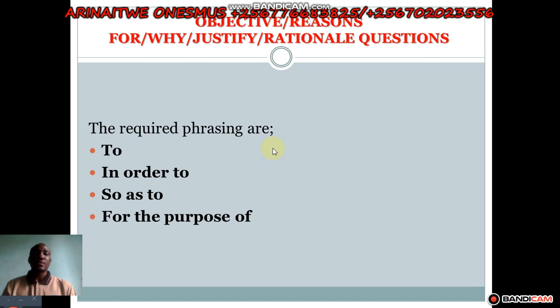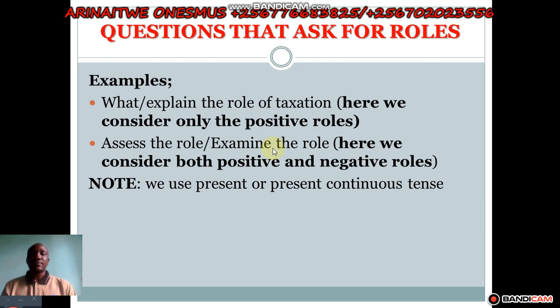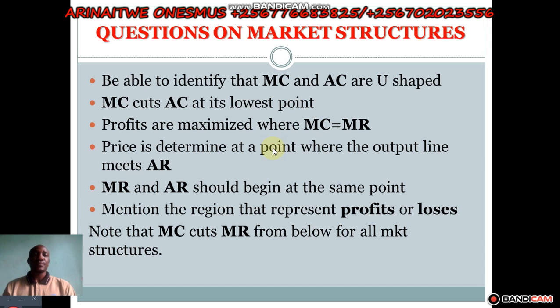Objective questions, reasons for, why, justify, rationale questions require phrasing of this kind: to, in order to, so as to, for the purpose of. When it comes to questions that ask for the roles, for example, explain the role of taxation, here we have to consider the positive roles only. What if the question is assess the role or examine the role? Here we consider both positive and negative, presenting them in present tense or present continuous tense.